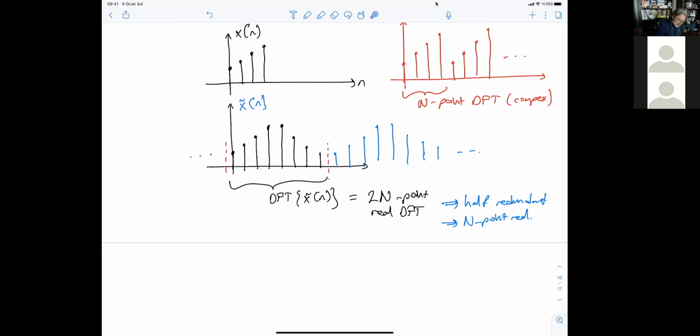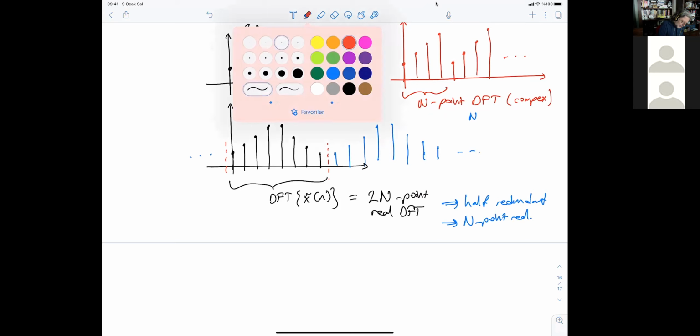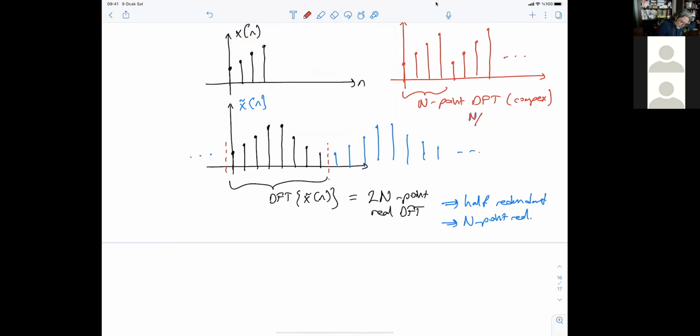In the DFT case, I will have n point complex, but half of that n point complex will be unnecessary. So I will have, oops, let's make it red. N over 2 point complex is enough for me. So now you have to compare these two, N over 2 point complex or N point real. Which would you choose? Again, it's up to you.